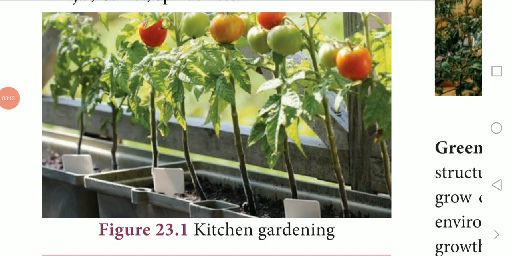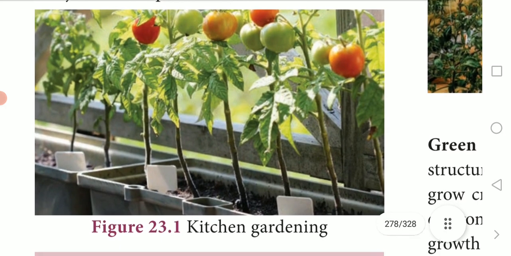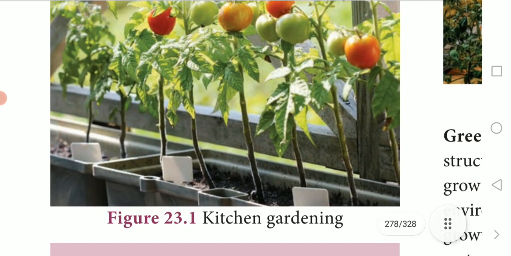So this type of vegetables and fruits can be cultivated. Vegetables can be cultivated on a small scale in our house itself. Examples: beans, cabbage, lady's finger, tomato, brinjal, carrot, spinach. So these are the examples of kitchen gardening.